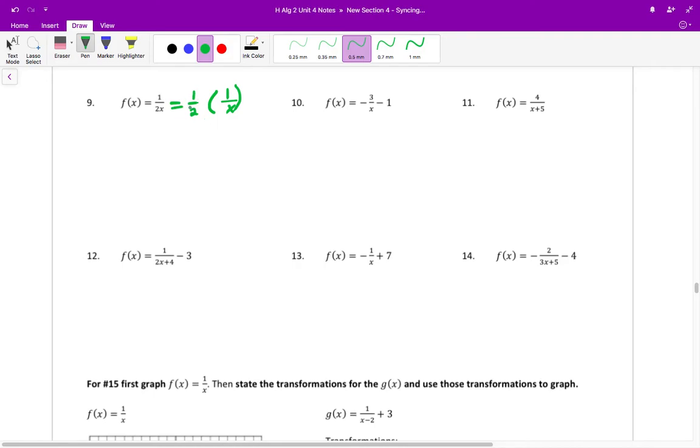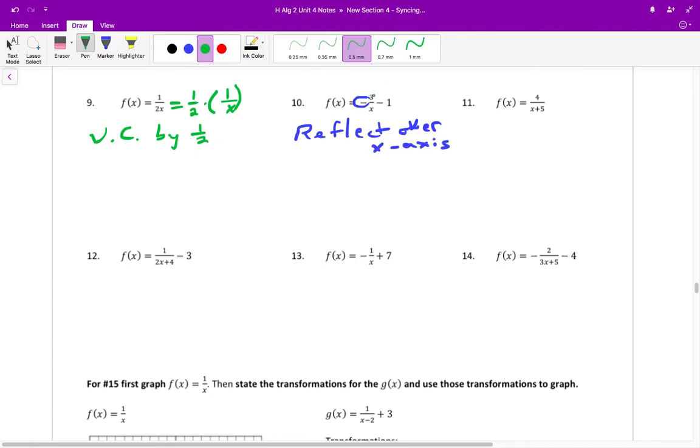Now in this case, 1/2 is a number being multiplied in front of the parent function, so that's going to be either vertical stretch or vertical compression. In this case, because it's smaller than 1, we are going to say that it's a vertical compression. All right, this next one has a lot going on here, so we're going to take it kind of piece by piece. The negative that's out in front does the same thing as it always has. That is a reflection over the x-axis. So there's your first transformation.